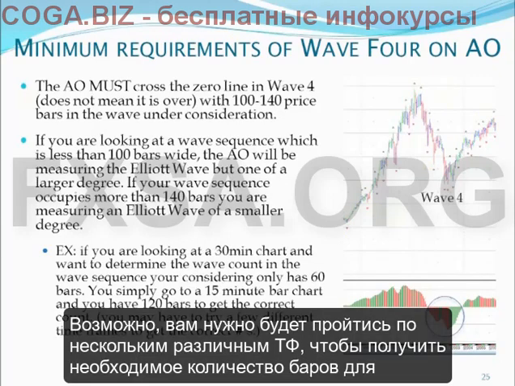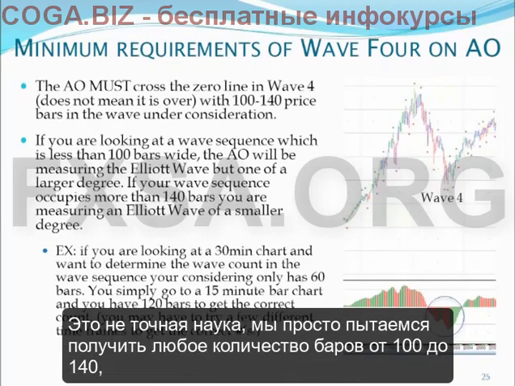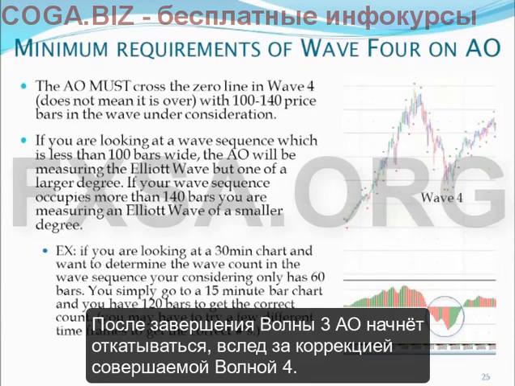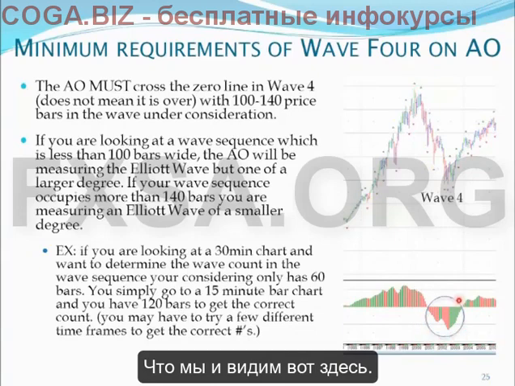You may have to try a few different time frames to get the correct sequence here. This is not an exact science. What we're trying to get is anywhere from 100 to 140 to see if we have what we need to complete a wave. So after the end of wave 3, the AO oscillator will pull back with the retracing of wave 4, which we see here.